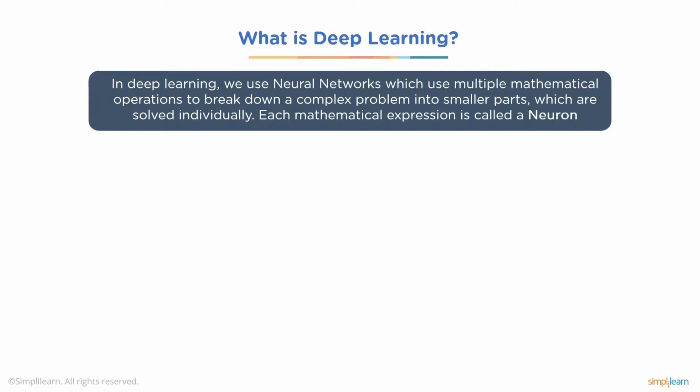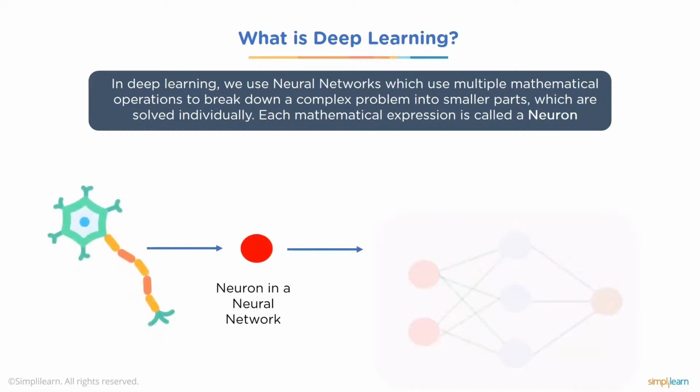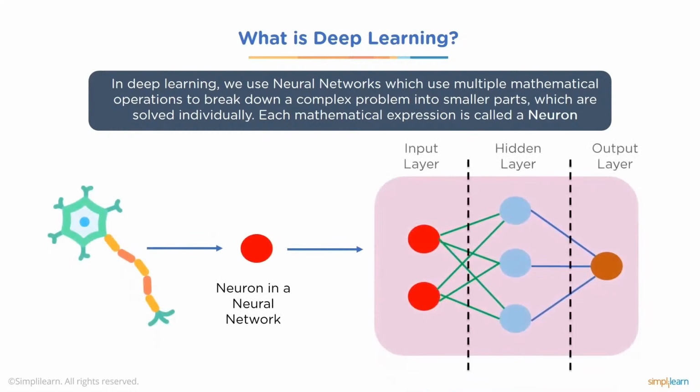Each mathematical expression is called a neuron. Deep learning models are trained using large sets of labeled data and neural network architectures that learn features directly from the data without the need for manual feature extraction. One of the most popular types of deep neural networks is known as a convolution neural network. A convolution neural network convolves learned features with input data and uses 2D convolutional layers, making this architecture well suited to processing 2D data such as images.